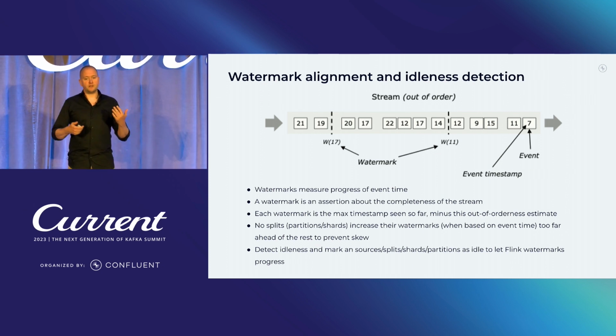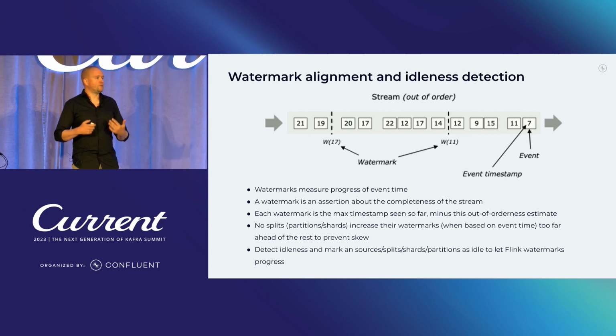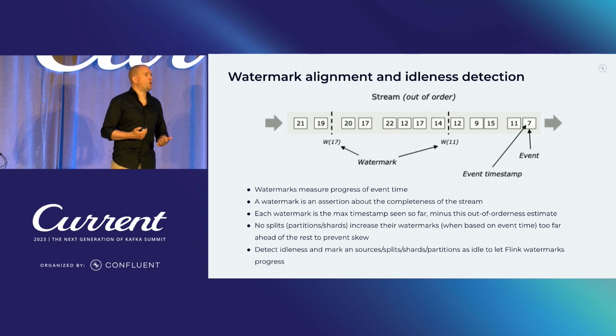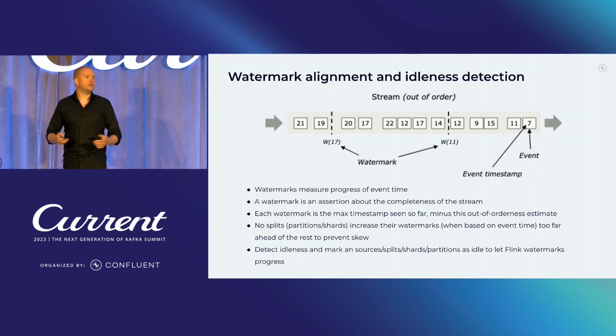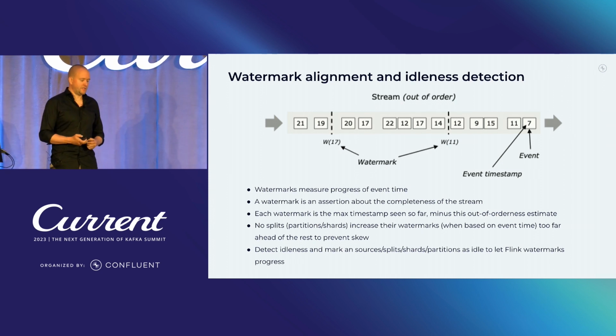And that is important because watermarks are at the heart of most of the stream processing in Flink. It's used for determining when a window needs to be opened and when it needs to be closed. It's used for all sorts of aggregations. It's one of the key elements if you want to do most of the computations in Flink.